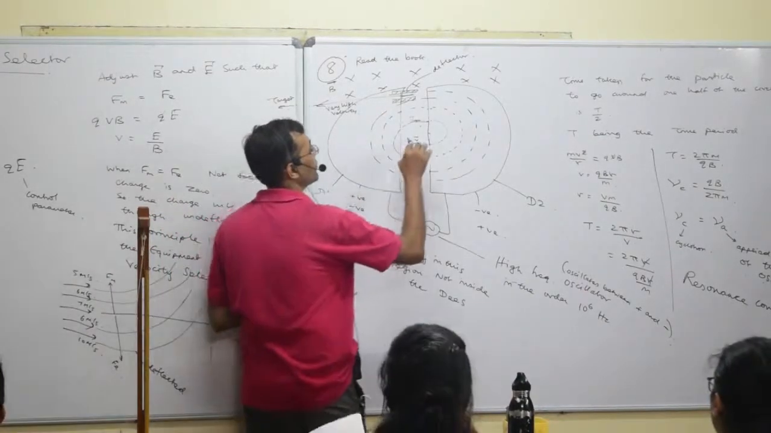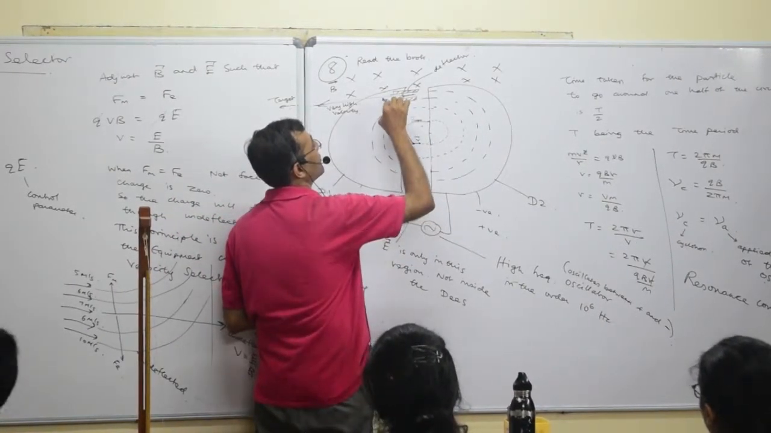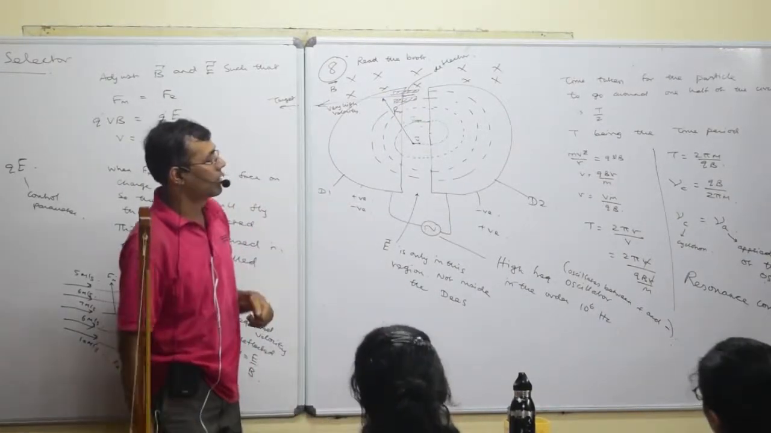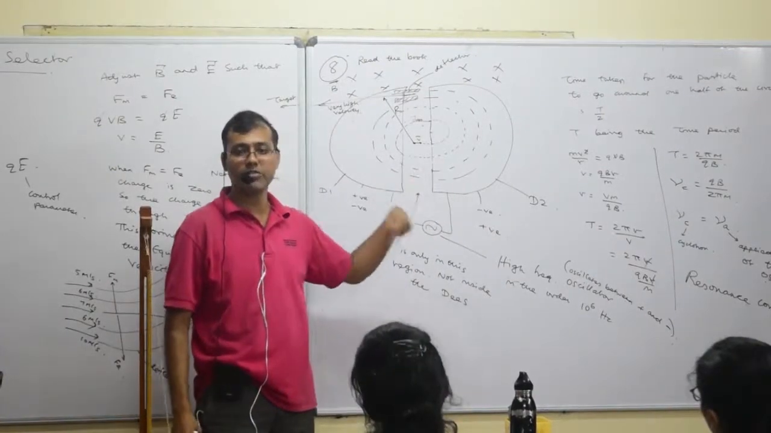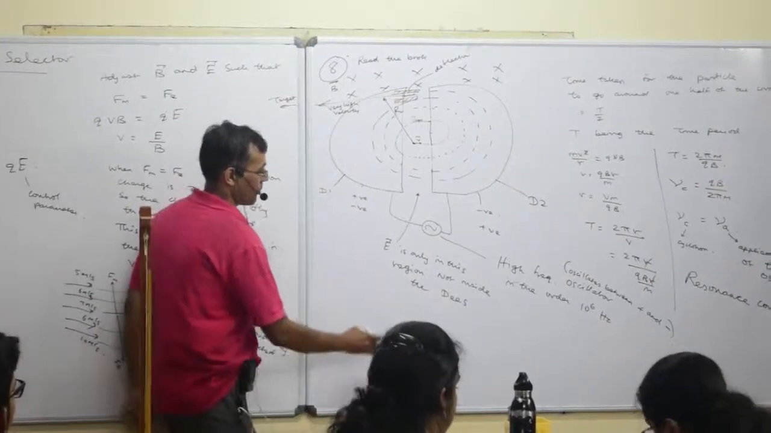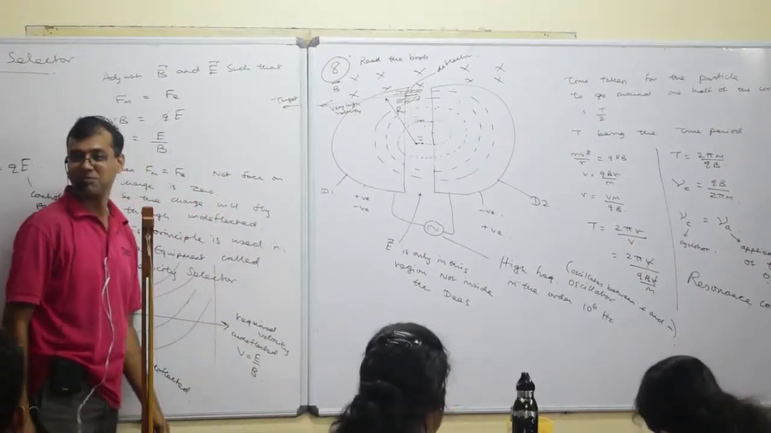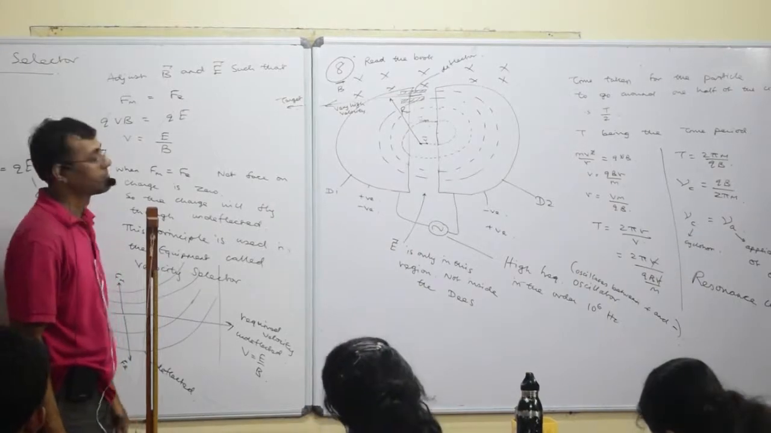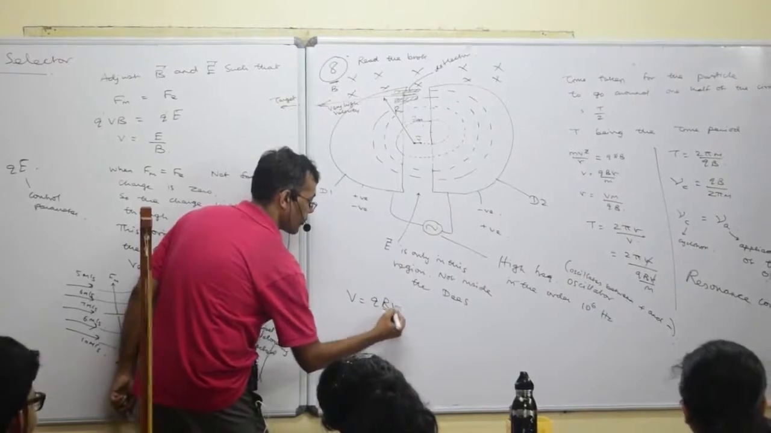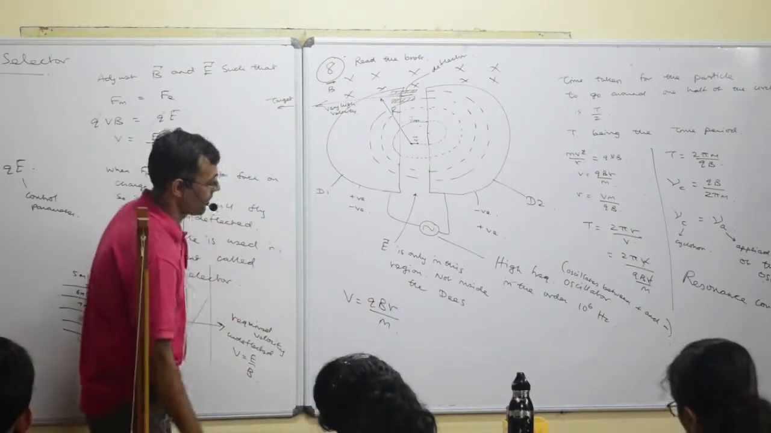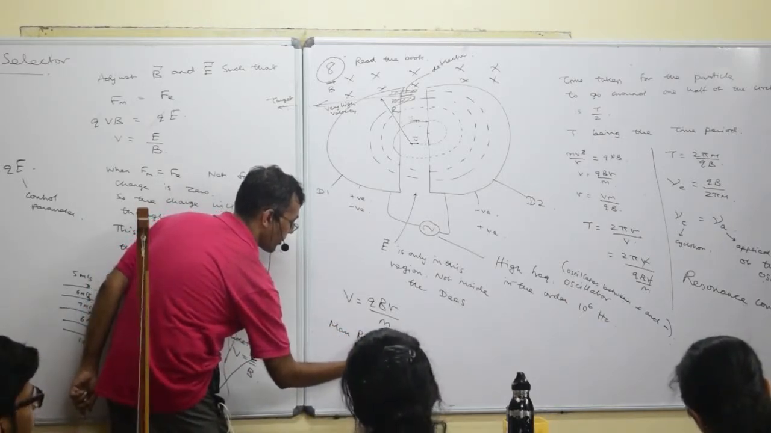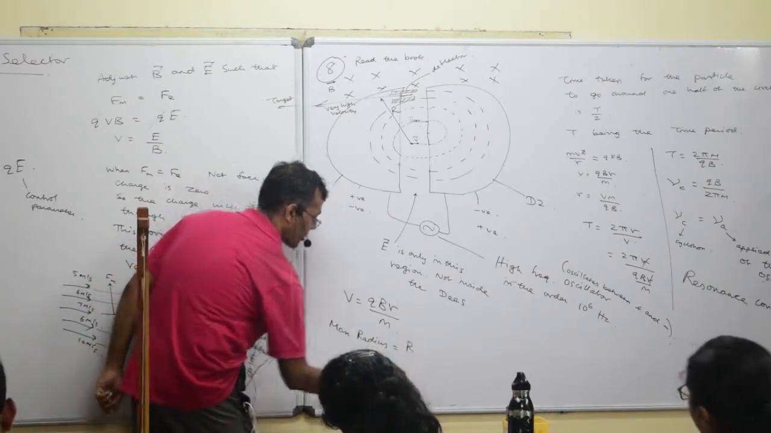So that means take it down. From the center, if I say this is my R, capital R. So let's call it capital R. The small r is something like a variable, it keeps changing. The capital R is something like a constant. V is equal to qBr by m. But in this case, the maximum radius is equal to R.